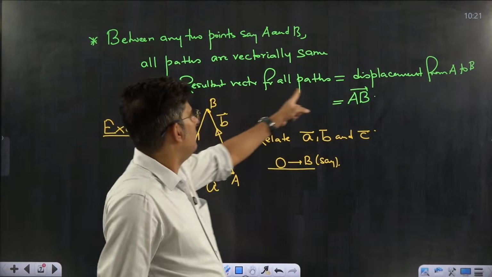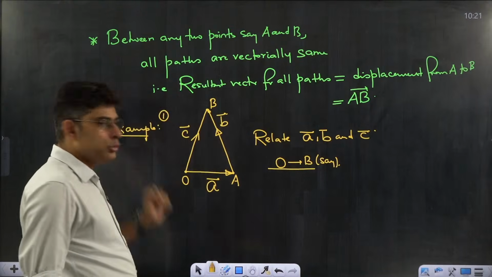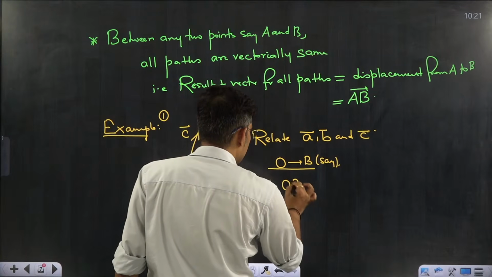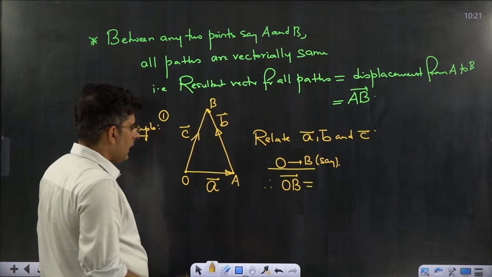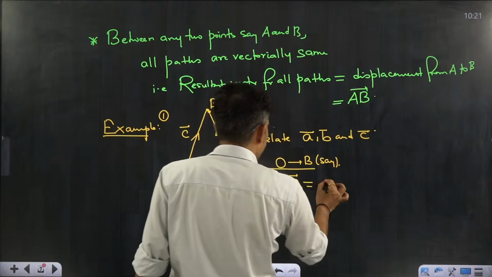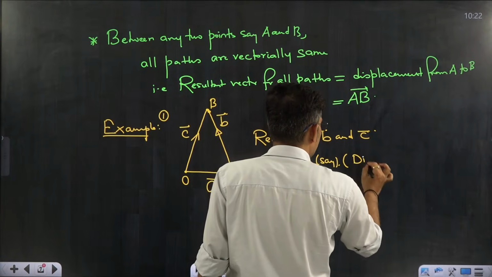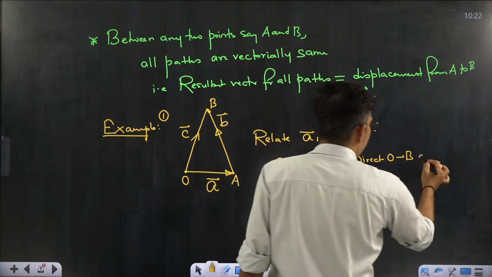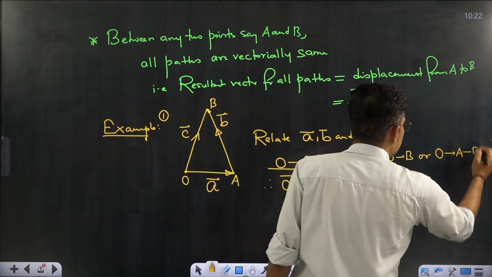I said vectorially all paths are same. So I have got two choices, one is direct and the other is indirect, can you see here? OB is the direct path, and for the indirect one, you will go from O to A and then A to B. So you have two options, direct O to B, or O to A and A to B. Can you write like this? Two options you have.